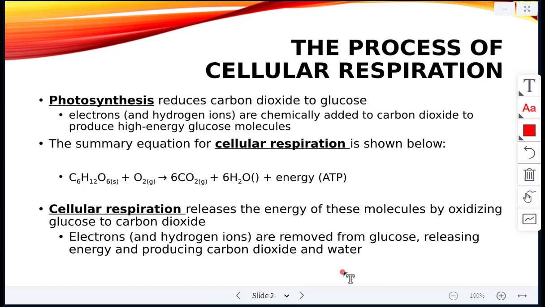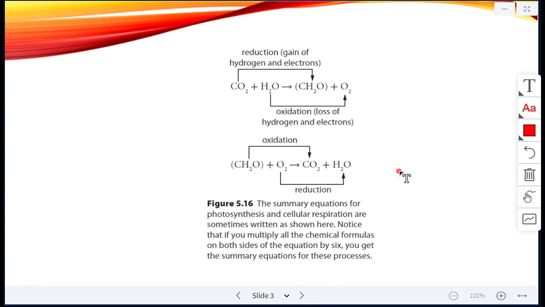So oxidizing, electrons and hydrogen ions are removed from glucose, releasing energy and producing carbon dioxide and water. All right, so just a quick review of reduction, which is gain of electrons and hydrogen. Oxidation is the loss of hydrogen and electrons. And we can see both of that happening in these two equations.